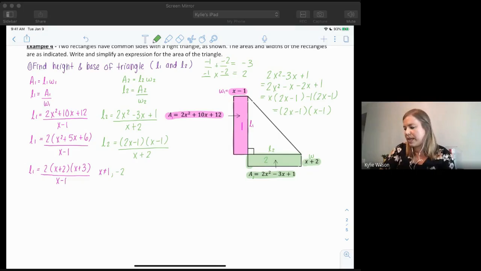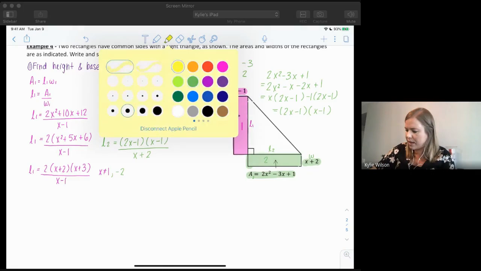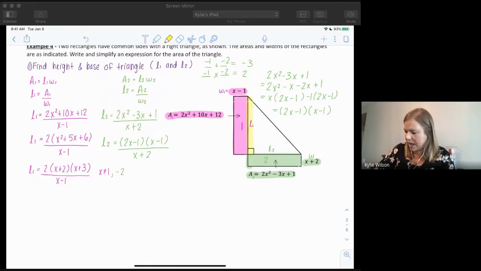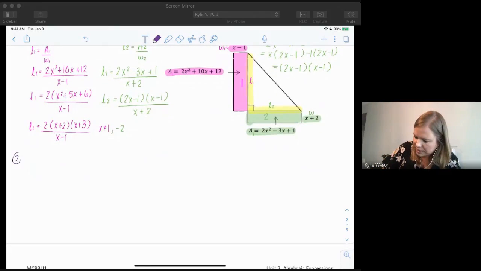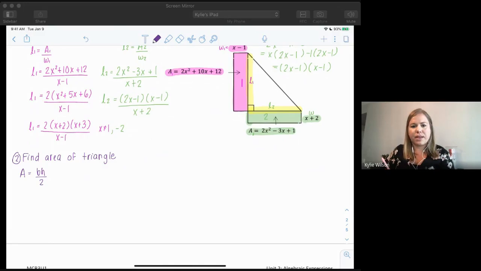So now we have the value of this, and we have the value of this. So now we can find the area of our triangle. And that is our last thing that we need to do. Step 2, find area of triangle. So my area of my triangle is base times height divided by 2. So my base is my green L2.